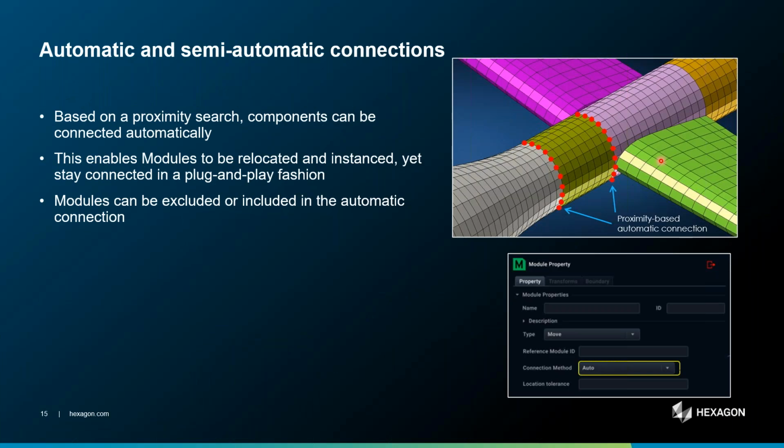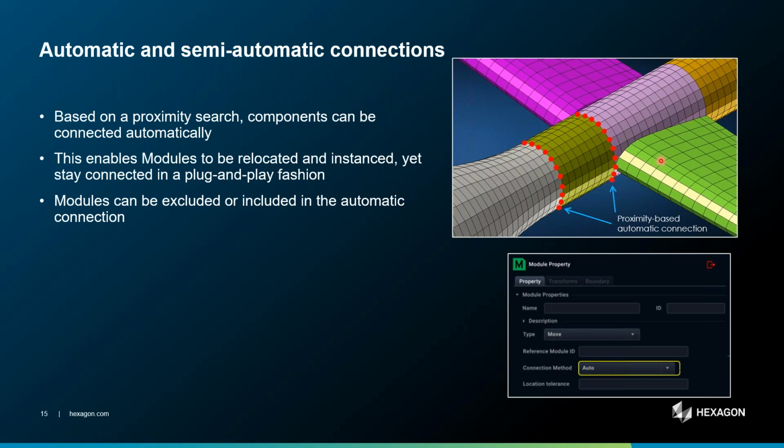So we hinted about connections earlier. So let's look at connections just a little bit more. Based on a proximity search, a tolerance, the components can be automatically connected, meaning that if nodes between modules fall within that tolerance, they can be automatically connected. This enables modules to be relocated in instance, and effectively, they're automatically connected. Basically it becomes plug and play.